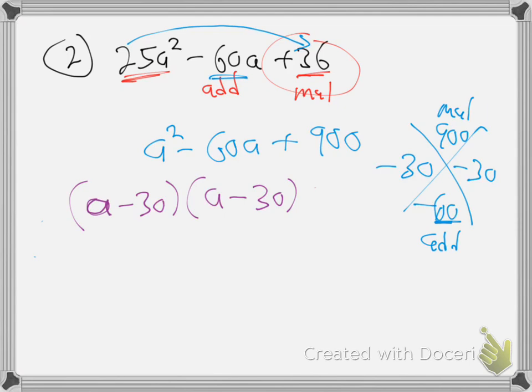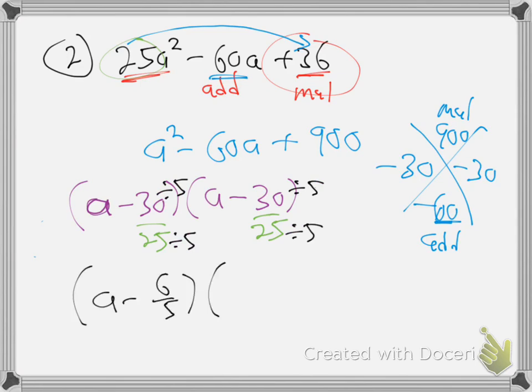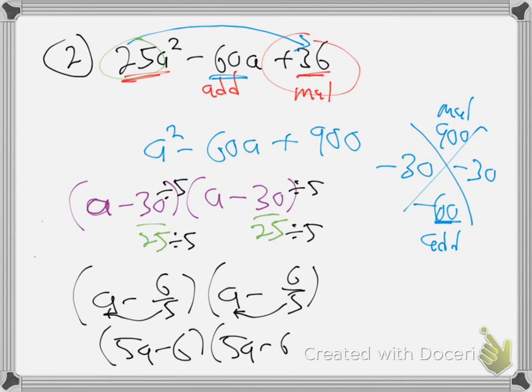And then you go back and divide by the 25, right? Slide and divide, and then you reduce that, top and bottom by 5, top and bottom by 5, and you get a minus 6/5, a minus 6/5, and then you slide the 5s back. And just like we knew, 5a minus 6, 5a minus 6, same thing twice. That's 5a minus 6 squared.